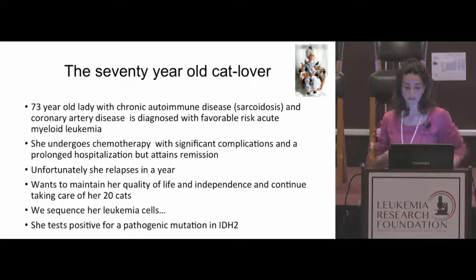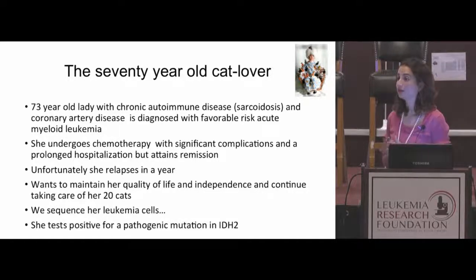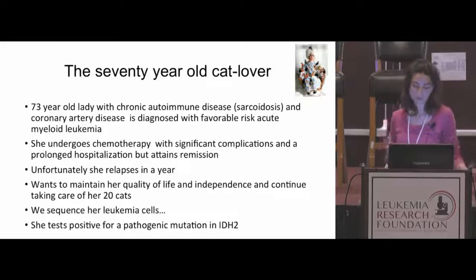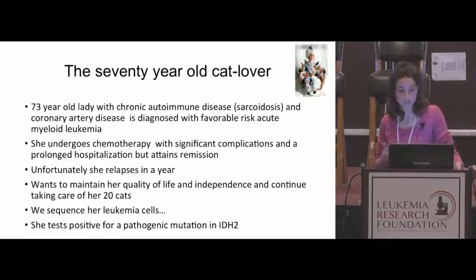I'll start with a 70-year-old cat lover. This is a patient of mine who was 73 years old when she presented to us. She had a known history of a chronic autoimmune disease called sarcoidosis and coronary artery disease, so a number of comorbid conditions, and was diagnosed with acute myeloid leukemia. Based on her cytogenetic profile, which is the analysis of the chromosomes in her leukemia cells, she was classified as favorable risk disease, which means she's quite likely to respond well to chemotherapy and perhaps may not need something as aggressive as a stem cell transplant, which would already be a somewhat difficult undertaking with her comorbidities.